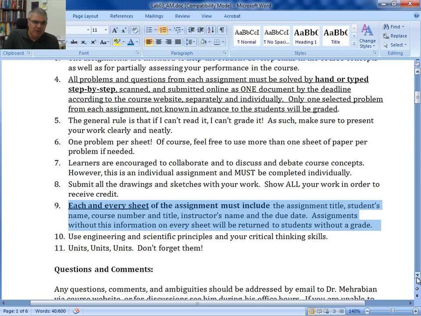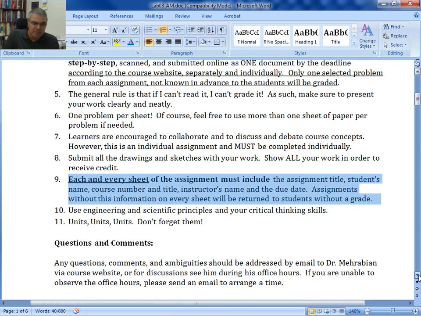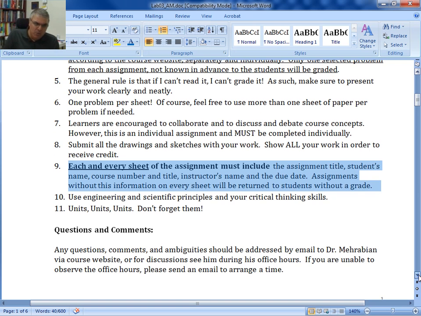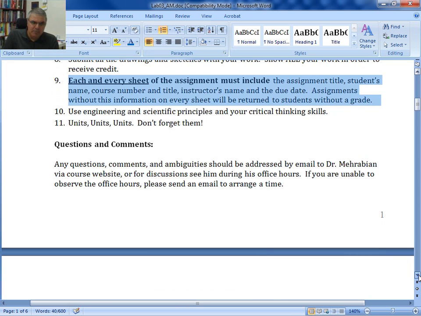And as always, please do not forget the units. Don't forget them. It is extremely important to use engineering and scientific principles and your critical thinking skills for that course. The way we solve a problem, we start from what's given, and we use engineering judgment to come up with the formulas that we have, use them, and find the answer. So if you have any questions about this, we can talk about it more.